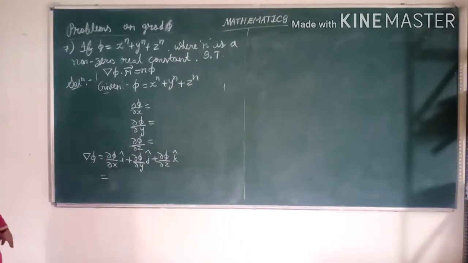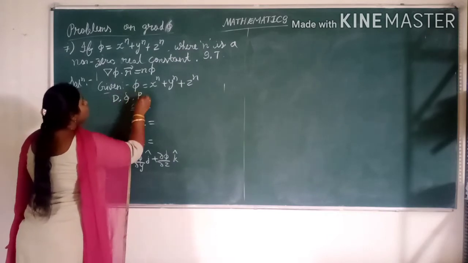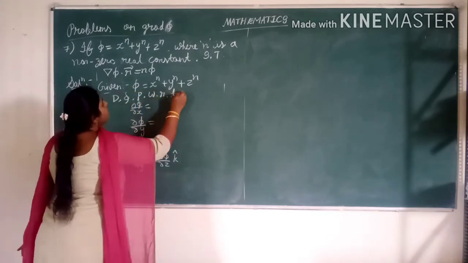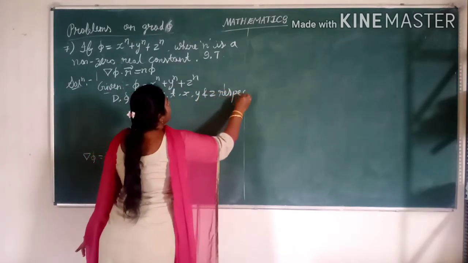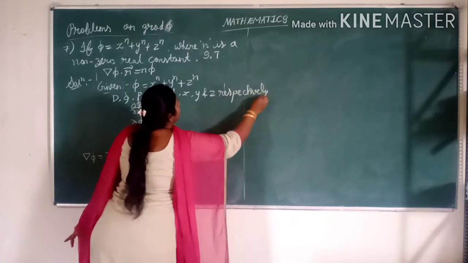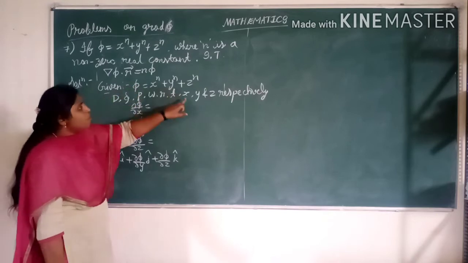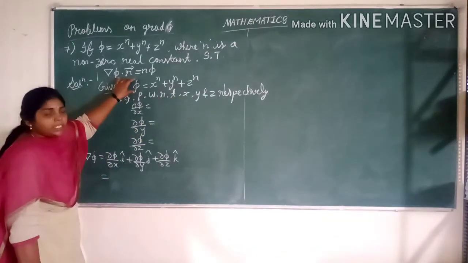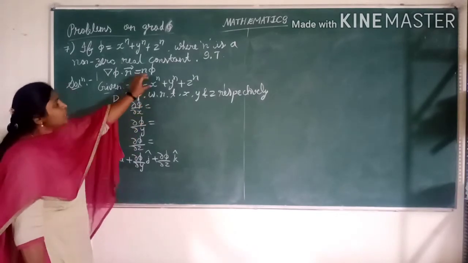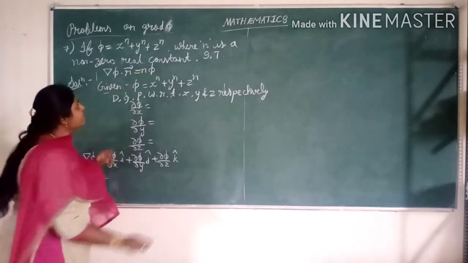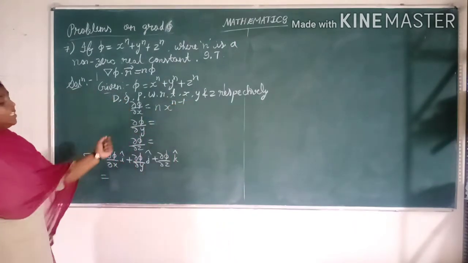To find the grad pi, we need the partial derivative. Therefore, differentiate the function pi partially with respect to x, y and z respectively. Clear? Next, first differentiate the function pi partially with respect to x. In the left hand side, we can write dou pi by dou x. That is equal to the differentiation of x to the power of n, which is n into x to the power of n minus 1. This is the standard formula. Easily we can write it out.